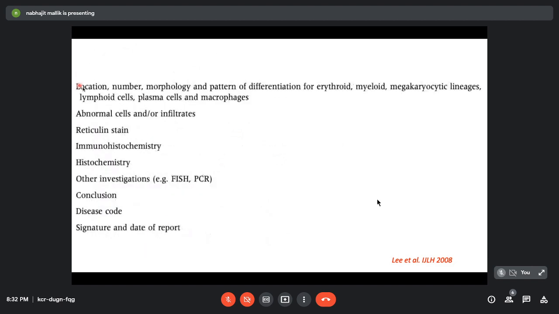We should also write the location, number, morphology, and pattern of differentiation of erythroid, myeloid, and megakaryocytic lineage elements, the lymphoid cells, plasma cells, and macrophages, abnormal cells, reticulin stain, IHC, histochemistry, and other investigations like FISH and PCR, and we should give a conclusion and sign out the report.